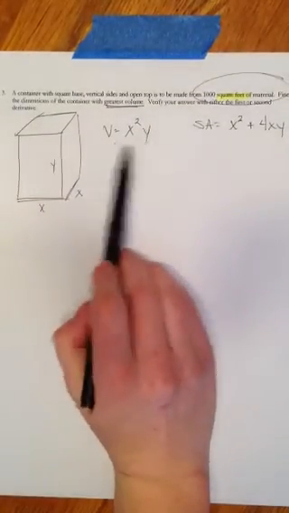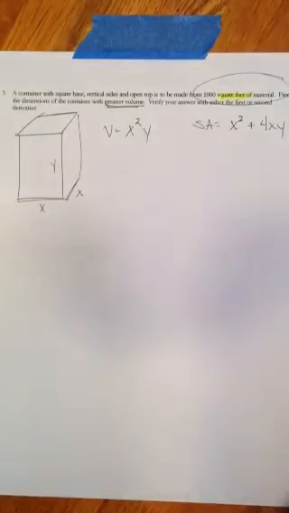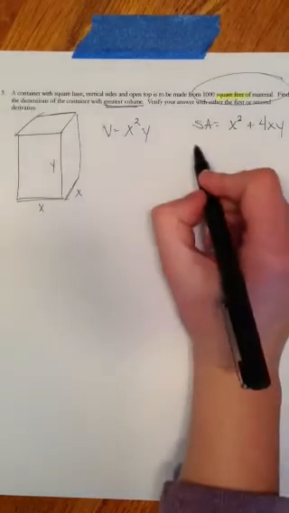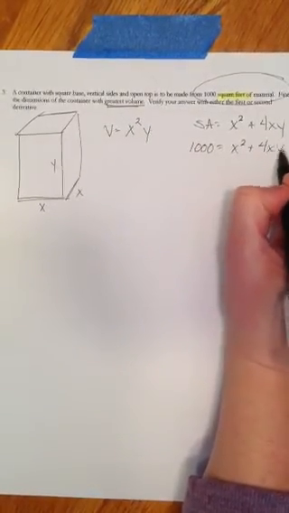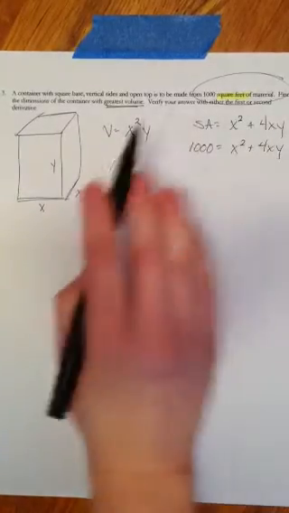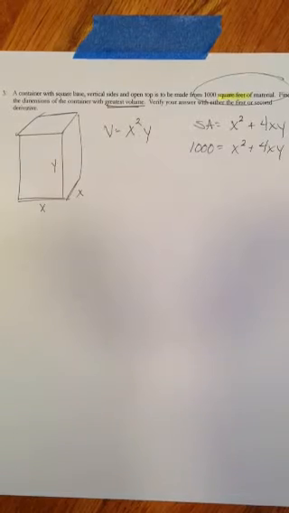Now, with this formula here, if I were to take a derivative, I would need the product rule. Doesn't sound like too much fun. That's why they're giving us the surface area. The surface area is 1,000, so I can use that to solve for y, sub that into volume, and come up with a formula that's all in terms of x's.